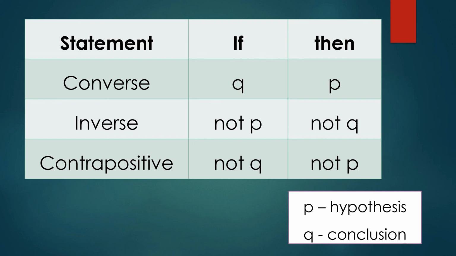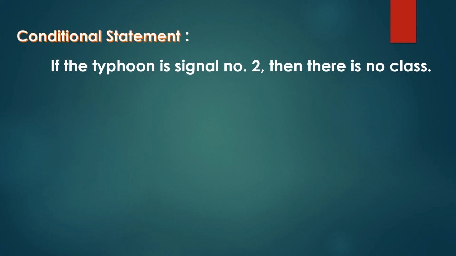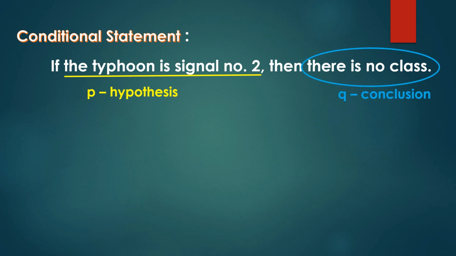To better understand the three statements, let us analyze the next example. We have the conditional statement, if the typhoon is signal number 2, then there is no class. The hypothesis in this conditional statement is the typhoon is signal number 2. Conclusion, there is no class.